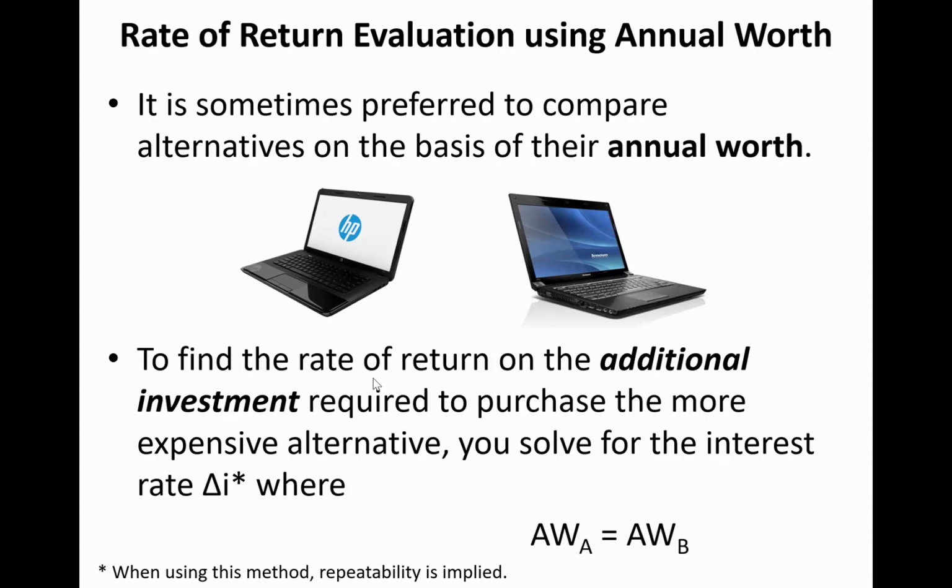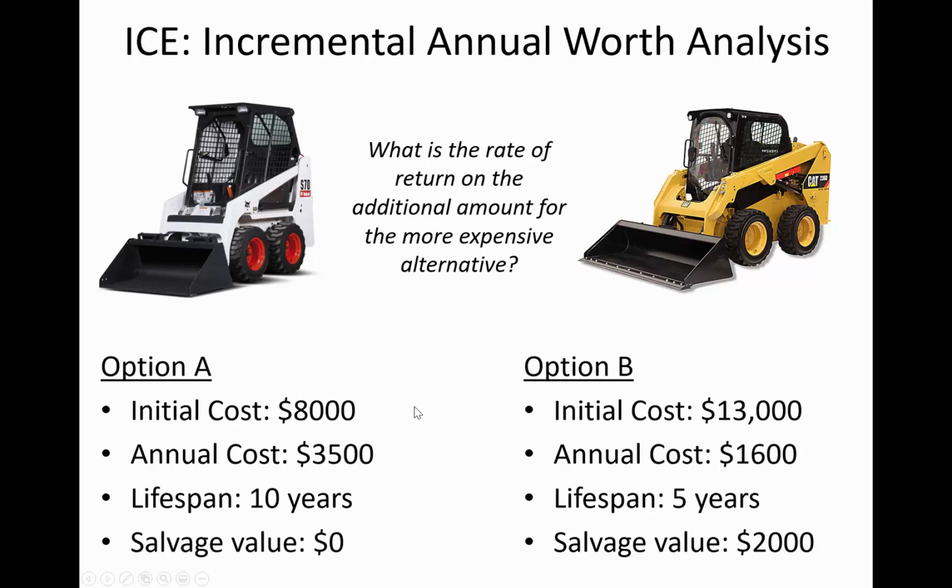All right, so the method is going to be demonstrated in this comparison that we're going to do between two different front-end loader options, a cat and a bobcat. And you can see that option B is more expensive up front. It has a higher initial cost, but in exchange for that, it has a lower annual cost, just $1,600 in annual expenses compared to the higher, this is all hypothetical, but the higher annual cost for the bobcat.